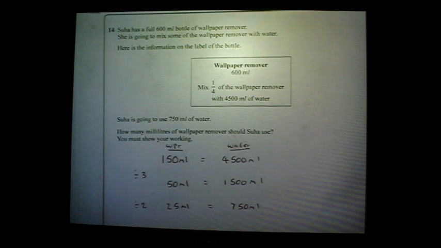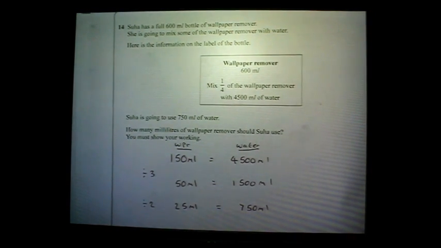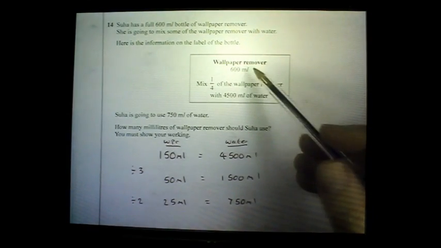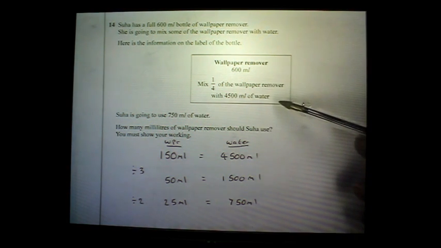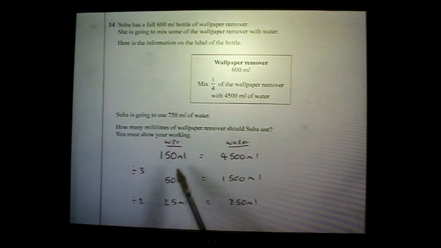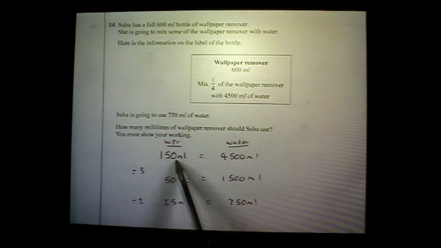Right, moving on. Okay, Susha has a full 600 millilitre bottle of wallpaper remover. She's going to mix some of the wallpaper remover with water. Here's the information. She's going to use 750 millilitres of water. How many millilitres of wallpaper remover should she use? So it says here, wallpaper remover, 600 millilitres, mix a quarter of the wallpaper remover with 500 mils of water. So a quarter of the wallpaper remover is 150 millilitres. So that's how I've got that.